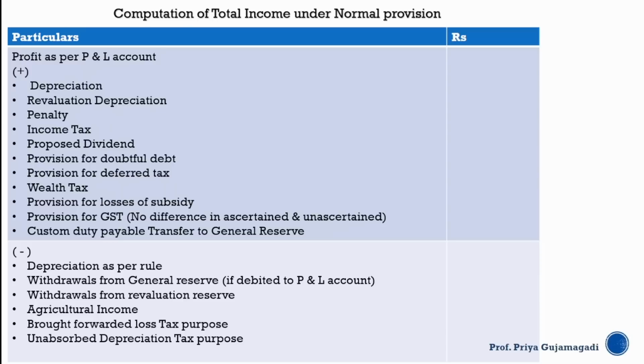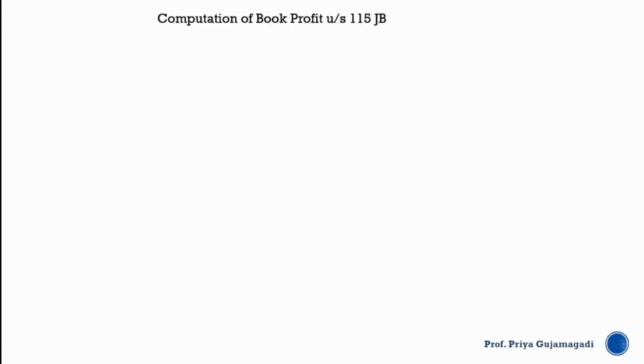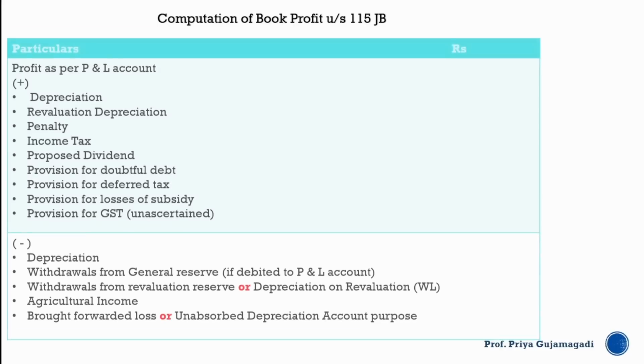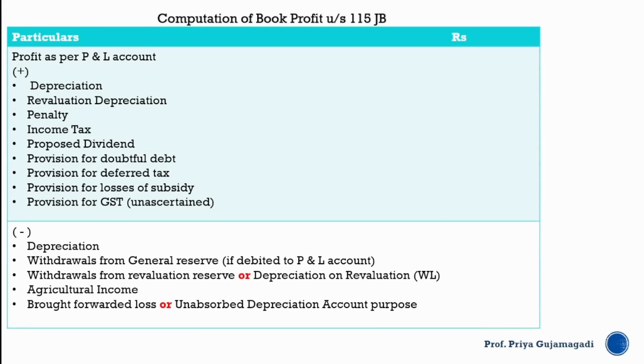Let us see how to compute income under book profit method. So computation of book profit under section 115JB. So this is a format. Almost all items adjustment will be same, but in some of the adjustments there is a difference. We will see that in this format. First, in the profit and loss account, whatever profit or loss is given, as it is we have to take that.